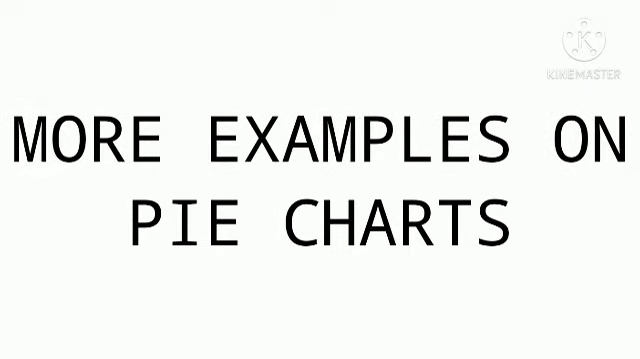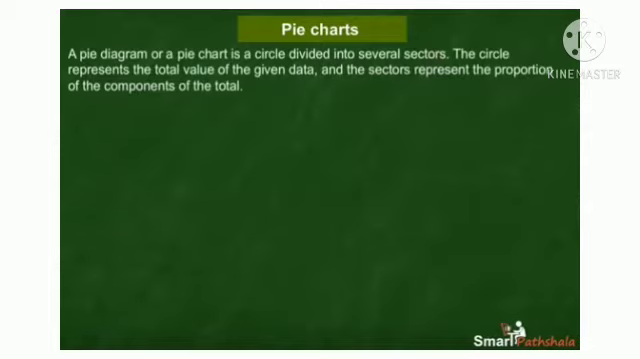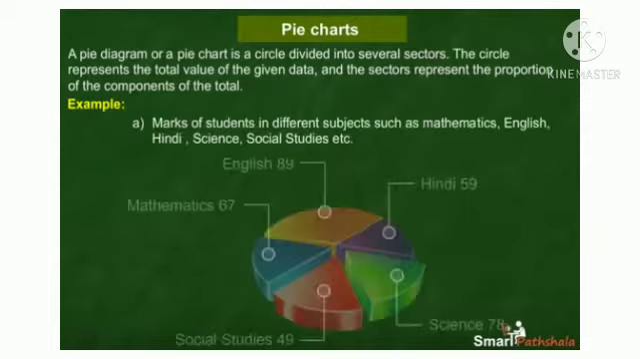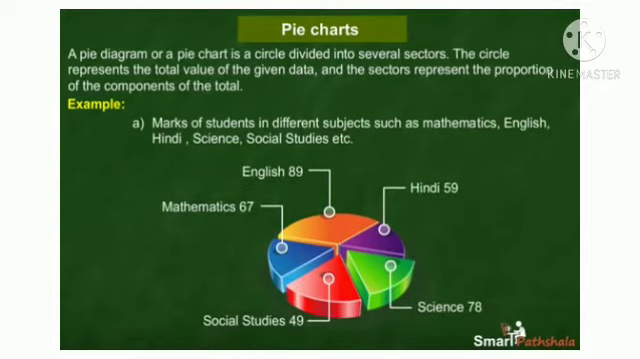Let us discuss some example problems so that you will understand more about pie charts and how to draw pie charts. Sometimes we come across data represented in a circular form. Example: A. Marks of students in different subjects such as mathematics, English, Hindi, science, social studies, etc. can be represented in a circular graph or pie chart.